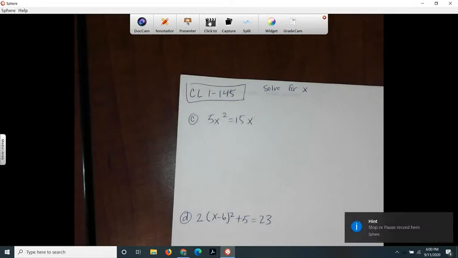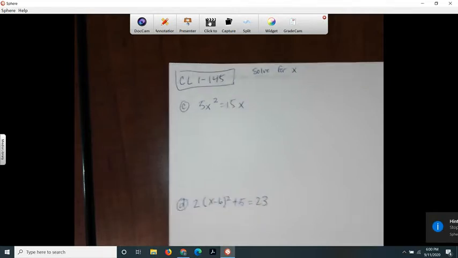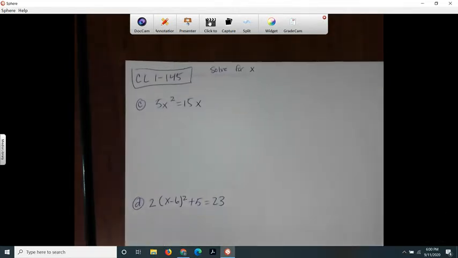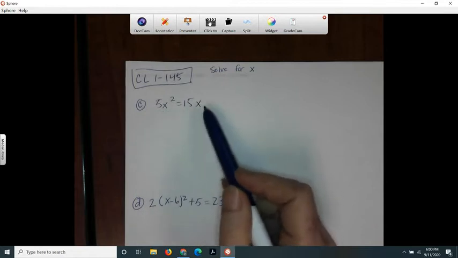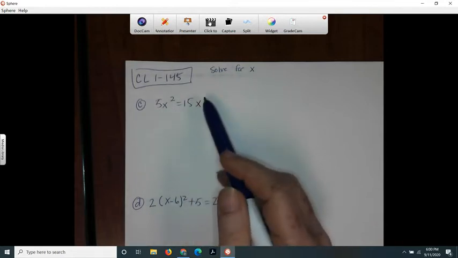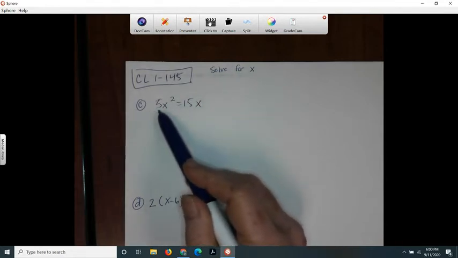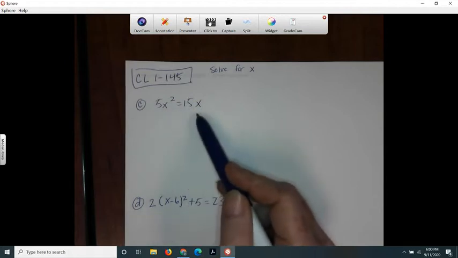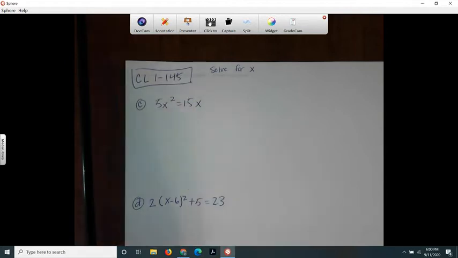The closure problem 1-145. I'm going to do C and D. On these problems, it wants you to solve for x, and so it's very tempting to just divide both sides by 5x. But if you do that, you will not get all the answers. So I know you guys want to do this.